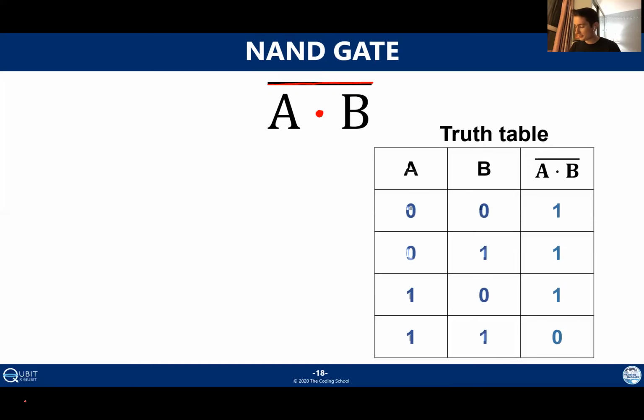Looking at the truth table, you'll notice that, again, this looks pretty similar to the AND gate. The only row that's different is the last row. The difference here is that instead of 0, 0, 0, 1, as we had for AND, now we have 1, 1, 1, 0.